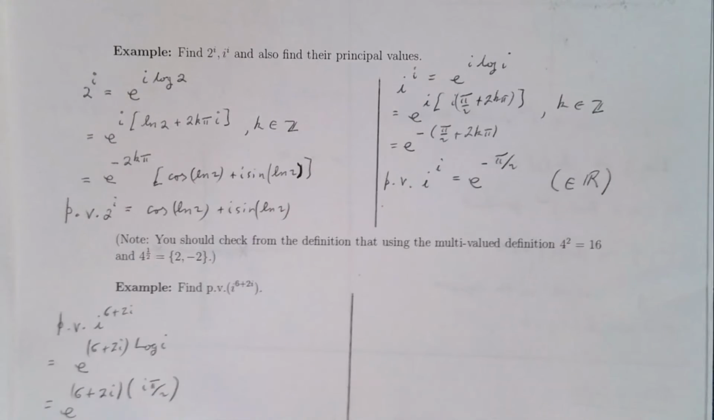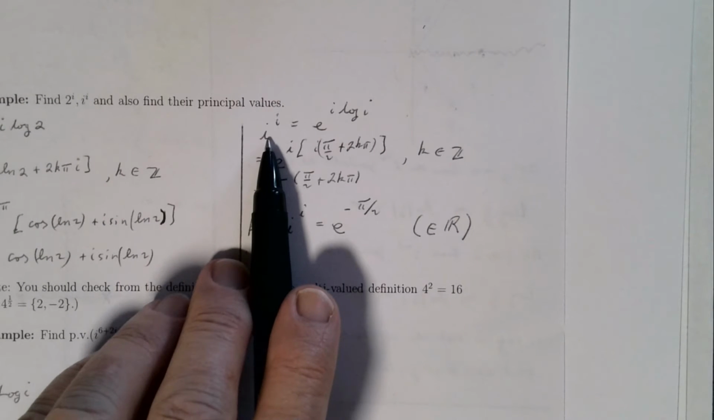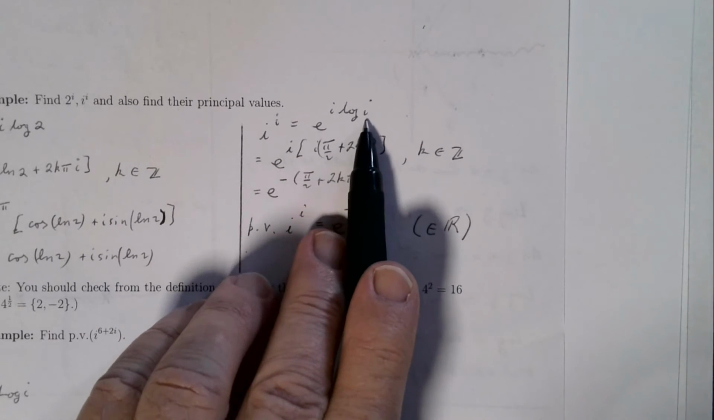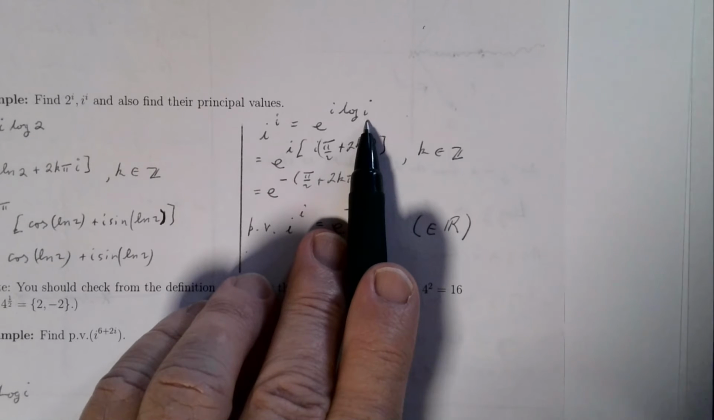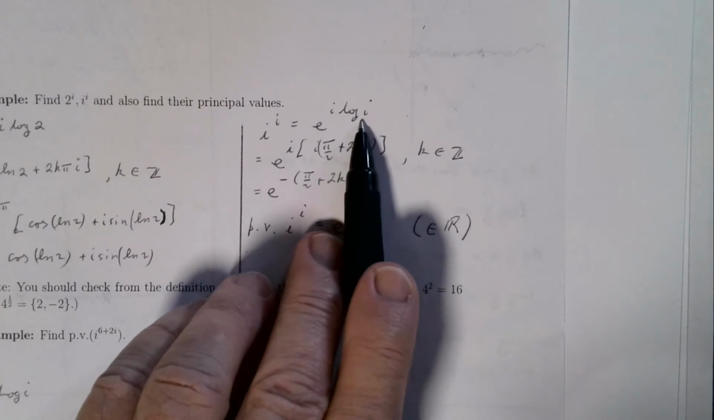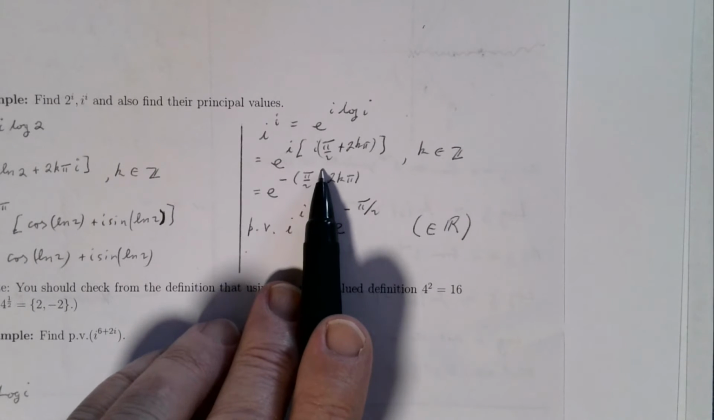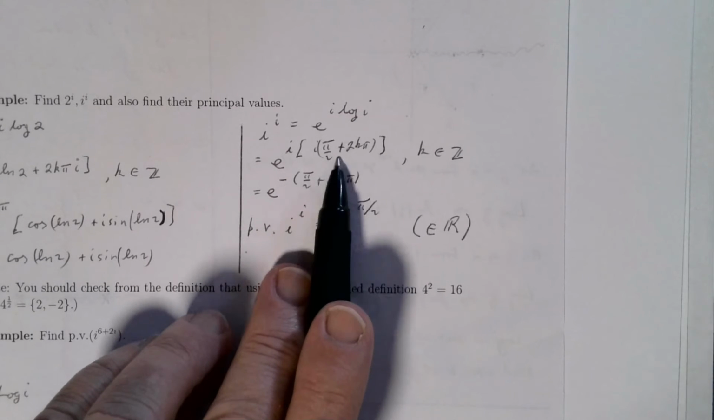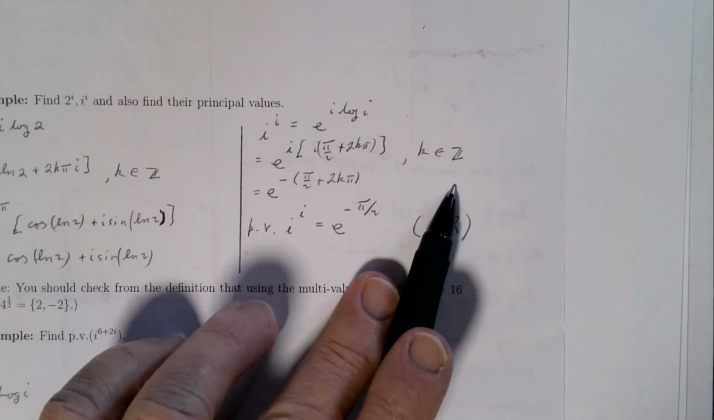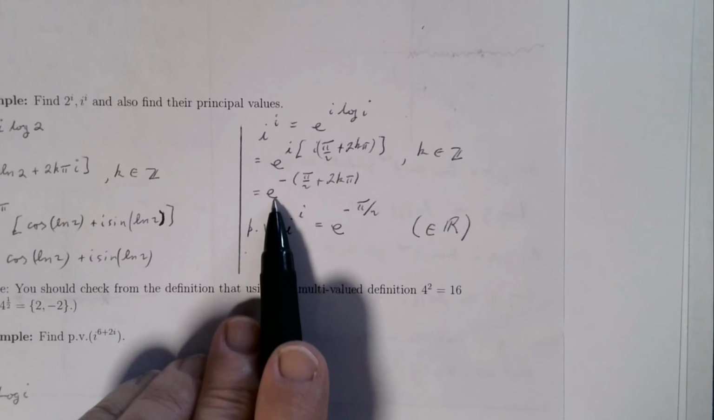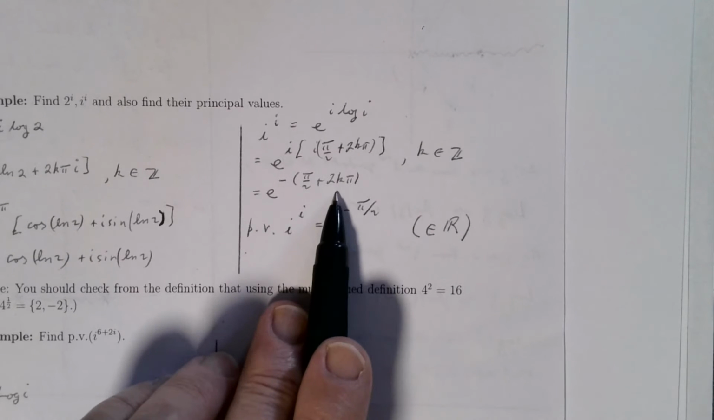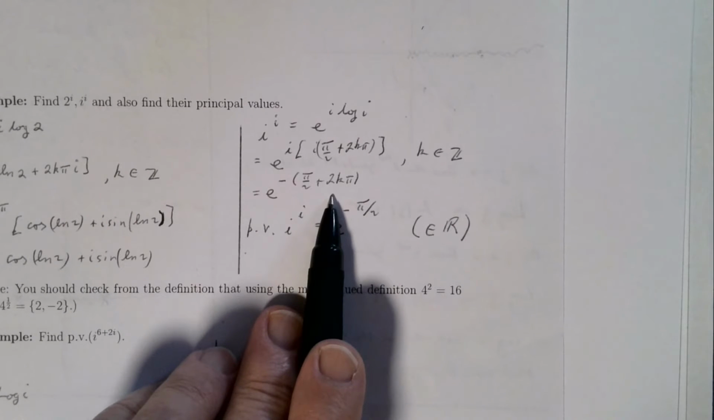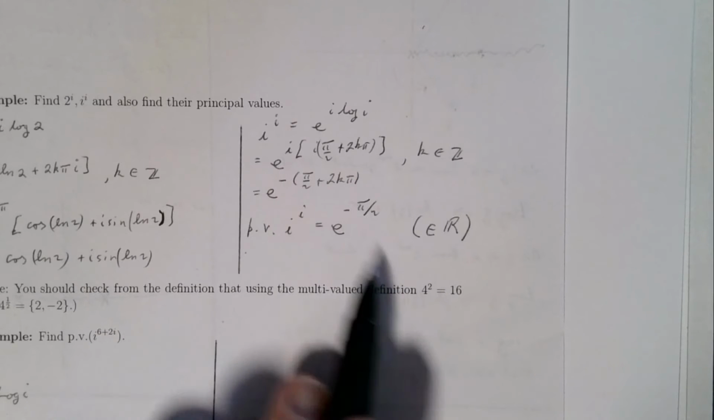Now if we look at i to the i, which is quite an exciting thing to do, by definition this is e to the i log i. i has modulus 1, the log of 1 is 0, and the principal argument of i is pi on 2, so the log of i is i times (pi on 2 plus 2k pi), where k is an integer. I can multiply the two i's together, so I get e to the minus (pi on 2 plus 2k pi). Again, we get an infinite set of values for i to the i.